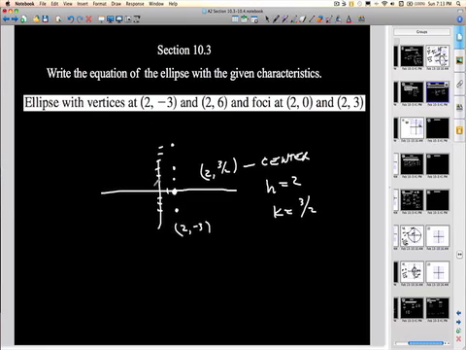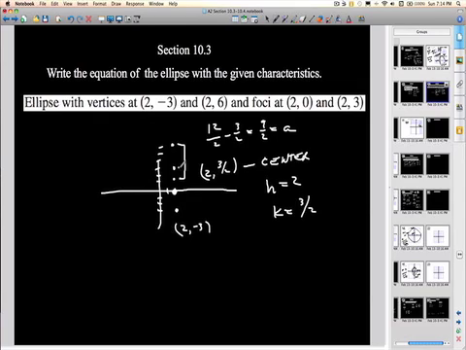And now, how am I going to find my covertices? I can write a lot of things down right now. I know that the distance from center to the vertex is the difference between 3 halves and 6. So 12 halves minus 3 halves is 9 halves. That's going to be equal to a, the distance from center to the vertex.